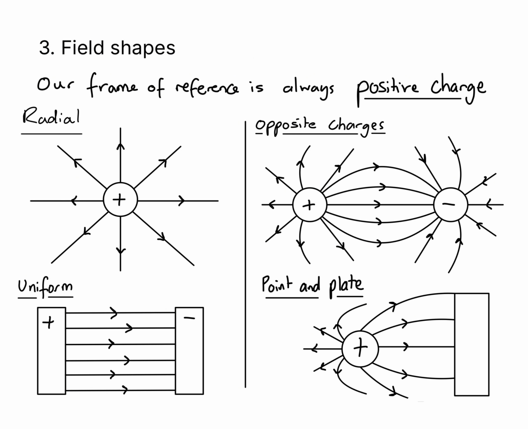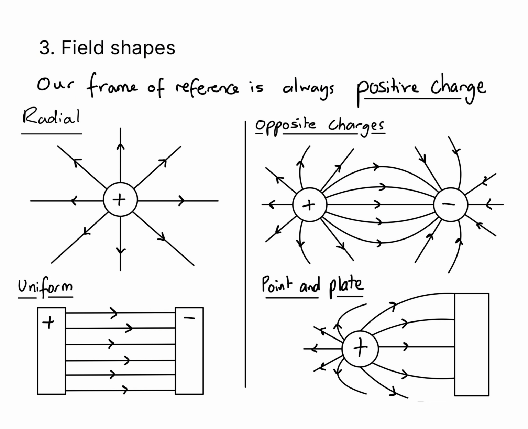There are 4 field patterns you need to be able to draw. 2 more than for gravitational, because we now have positive and negative charges. Before you draw any of them, however, fix your frame of reference. The arrows always show which way a positive test charge would move. Remember, test charge means a charge that is small enough so that it doesn't create a field that affects the one we're trying to measure.